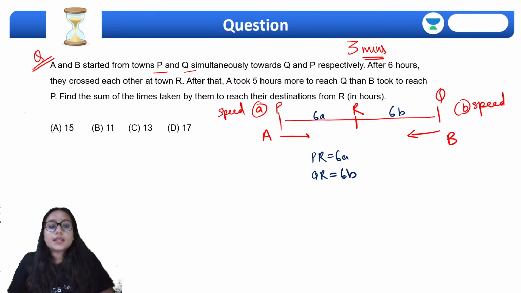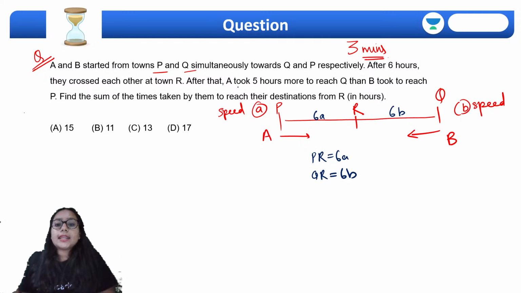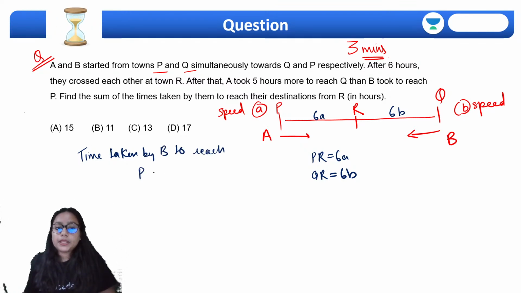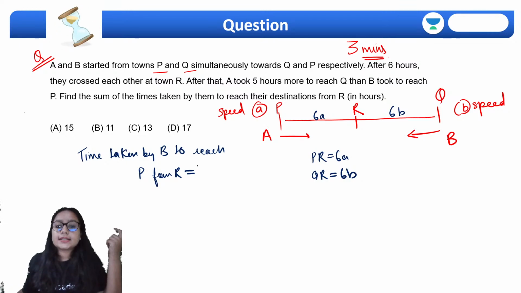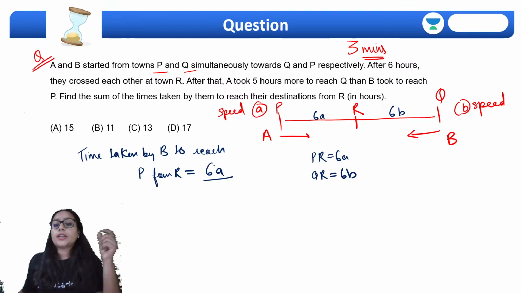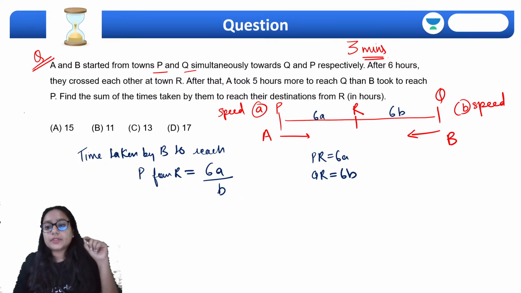Okay, I have this. Now, what else can I know from here? Now, it is given that A took 5 hours more to reach Q than B took to reach P. So time taken by B to reach P from R: time is equal to distance upon speed. The distance is 6A, and the speed is B. So we have this value.